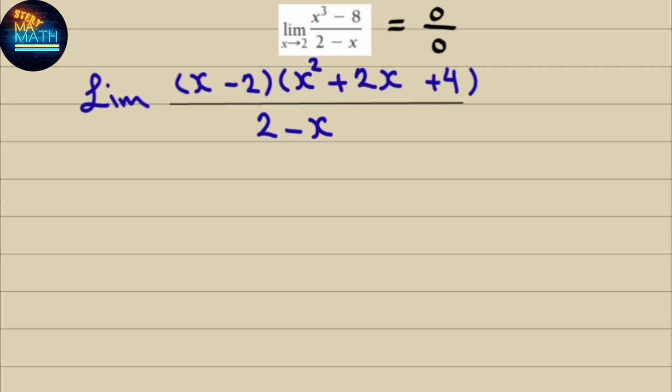Divided by 2 minus x as x approaches 2. But you have another problem here, because in the numerator you have x minus 2, and in the denominator you have 2 minus x, right? They are similar, but they are not the same to cancel each other, right? So we can change one of them. You can change 2 minus x or x minus 2 by factoring out negative 1. Let's try that in the denominator.